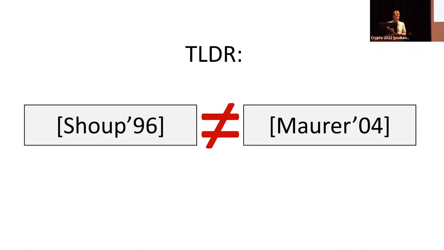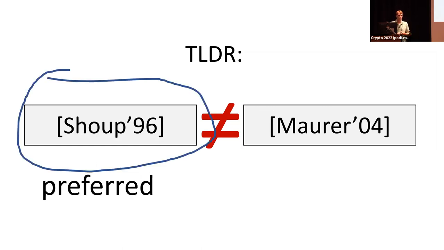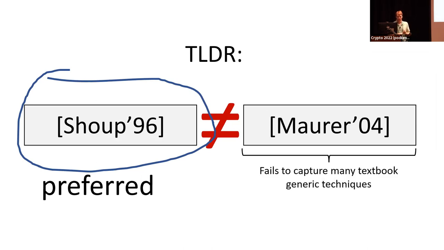If you take nothing else away from this talk, the key point is that these models should not be treated as the same. They should be treated as very different models. Moreover, if you have any doubts on which model you should use, you should strive to use Shoup's model, the one with random labels. This is always the preferred one. The reason is, as we will see, that Maurer's model fails to capture many textbook generic techniques, to the point where many famous results that we know from our undergrad or graduate cryptography classes just don't hold in Maurer's model.